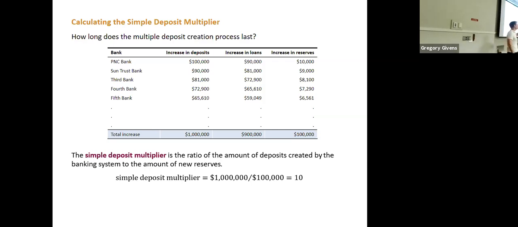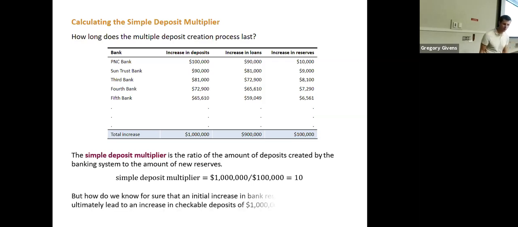So how do we interpret that? If the Fed increases bank reserves by just $1, by purchasing $1 worth of treasury bills in the open market, the simple deposit multiplier tells us that the amount of checkable deposits should expand economy-wide, or system-wide, by $10. A $1 increase in bank reserves leads to a $10 increase in the money supply that is in checkable deposits. That's what the simple deposit multiplier is.